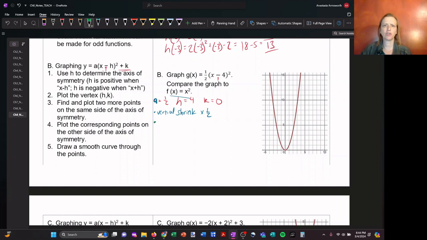The next change that we're going to look at is due to this h value. Because h is inside parentheses, even though it looks negative, my h value is actually positive. This is going to be a shift right 4 units. Lastly, we will look at the k value. The k value is 0, and so that means there's no vertical shift.